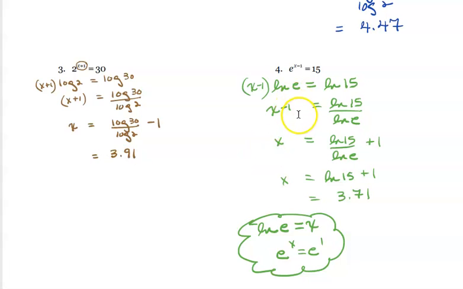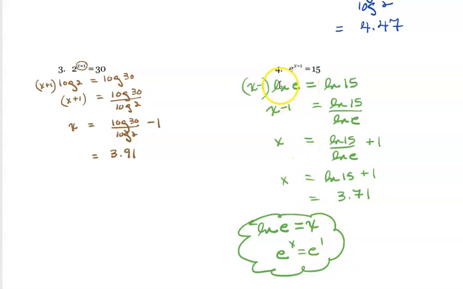Okay, so next one. Since I have a natural log, I'm going to take the natural log of both sides and also bring this down. So the natural log of e is 1. Look down here, I did this little operation to prove to myself that the natural log of e is 1.